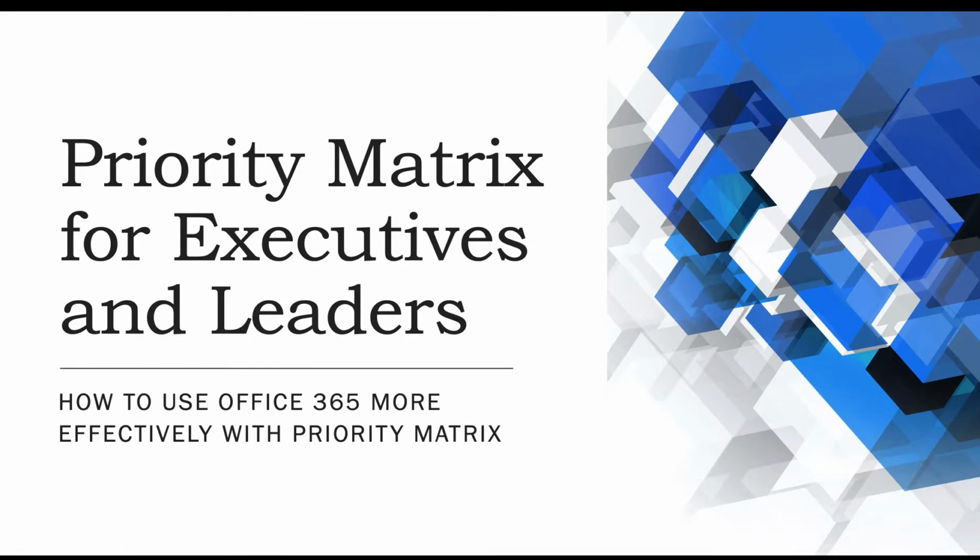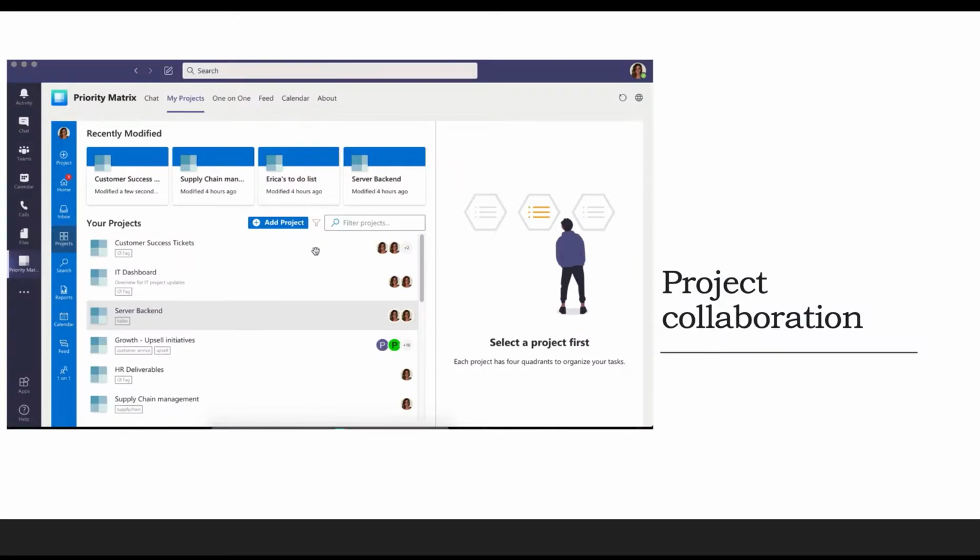Executives and leaders have a lot of responsibilities at organizations like yours, and we've worked with dozens of teams just like yours to help them use Office 365 applications more efficiently and effectively by using the Office ecosystem and Priority Matrix together. In the next few minutes, I'll show you how leaders and their teams use Priority Matrix to have visibility into key projects and keep priorities aligned across the business.